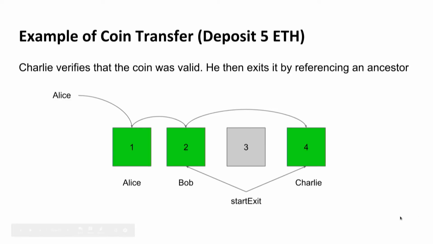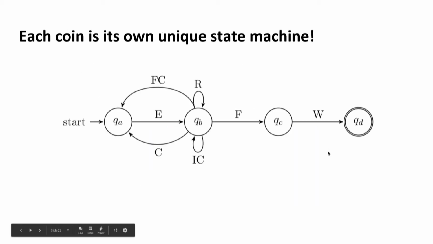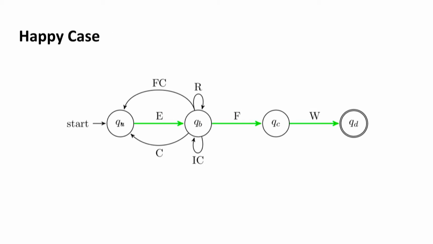And then if he wants to exit, he just points at when he received it and the parent. Now I will show some very basic graph of what the lifeline of a coin is. When you deposit it, the coin is at the state QA. When you want to make an exit, and if everything goes well, you exit your coin, and it goes into the next state.